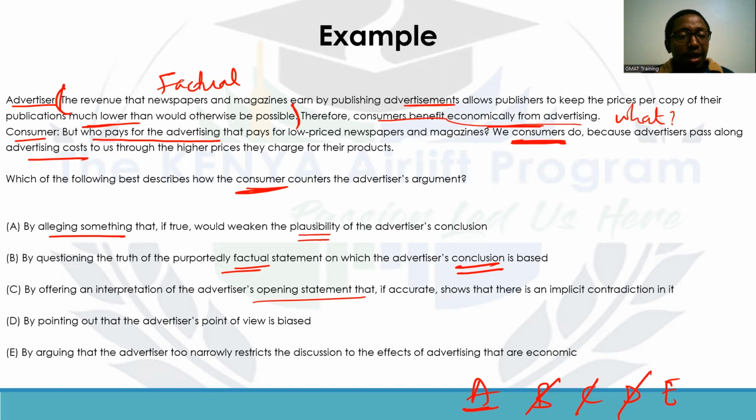E, by arguing that the advertiser too narrowly restricts the discussion to the effects of advertising that are economic.